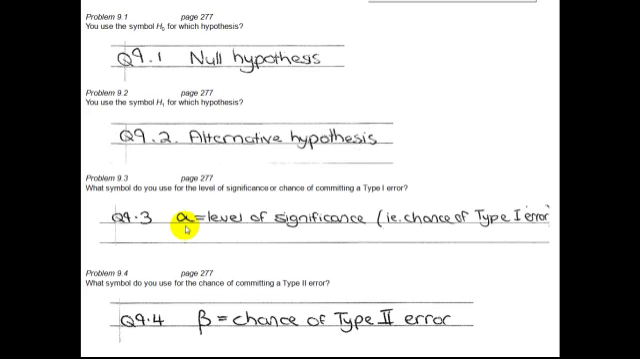For problem 9.4, what symbol do you use for the chance of committing a type 2 error? So as we said, a type 2 error is where you don't reject the null and it really was false, and that's represented by the symbol beta. Okay, so problems 9.1 to 9.4, just a chance to do a little bit of revision on the basics of hypothesis testing.